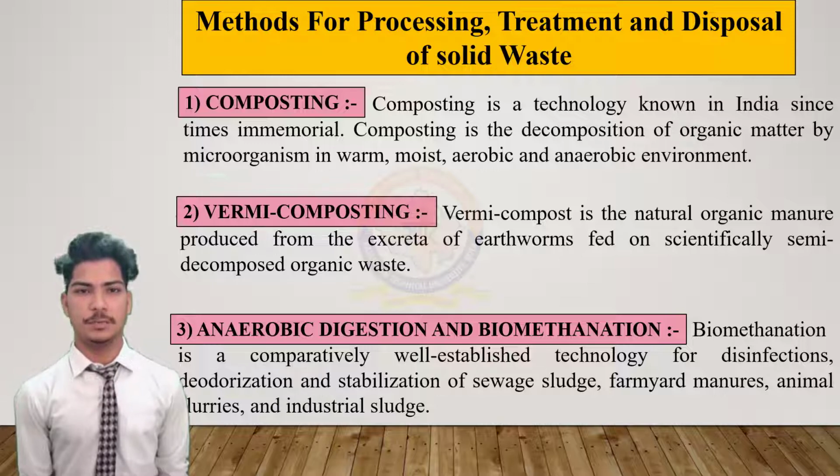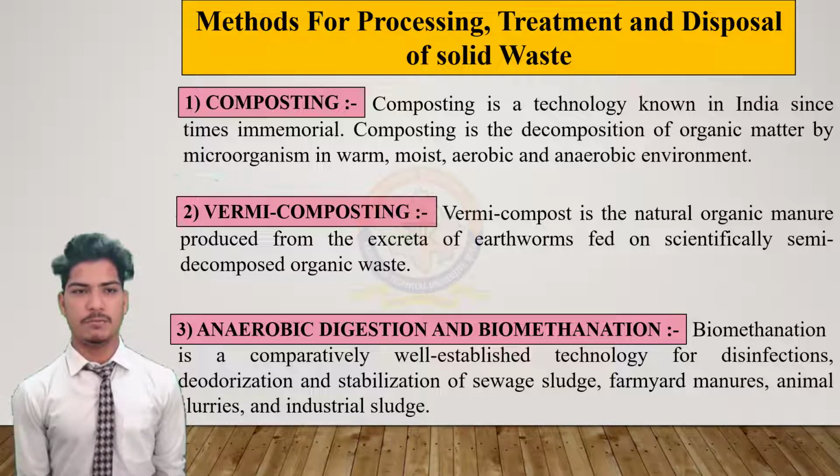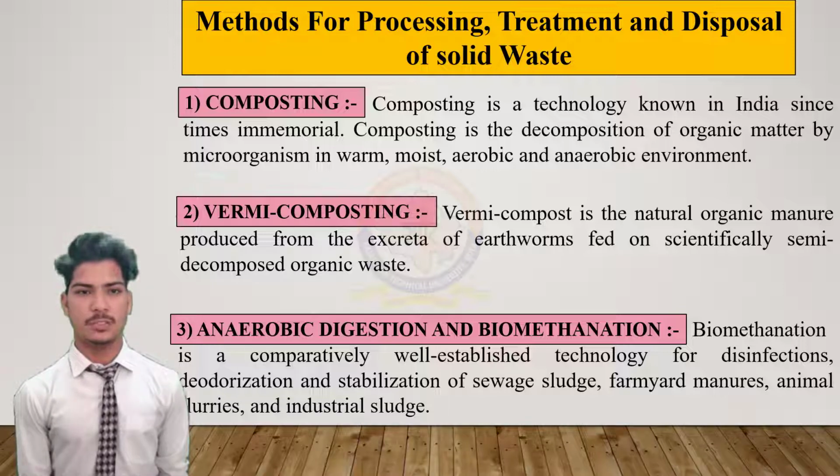Now, the methods for processing, treatment and disposal of solid waste are: first is composting. Composting is the decomposition of organic matter by microorganisms in a warm, moist, aerobic and anaerobic environment. Second is vermicomposting. Vermicompost is the natural organic matter produced from the extracts of earthworms, based on scientifically semi-decomposed organic waste. Third is anaerobic digestion and biomethanation. Biomethanation is a comparatively well-established technology for disinfection, stabilization and sterilization of sewage sludge, animal slurries, and industrial sludge. Fourth is incineration. And fifth is sanitary landfills and landfill gas recovery.